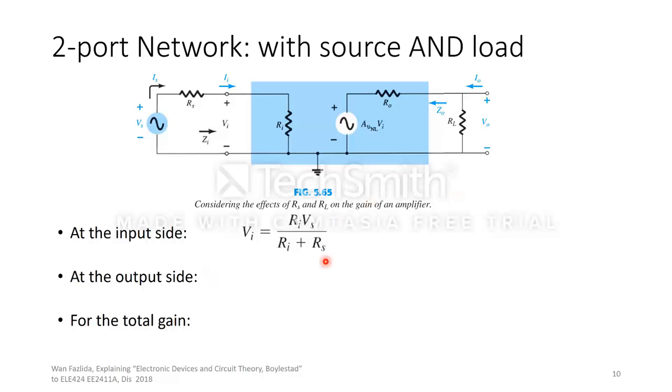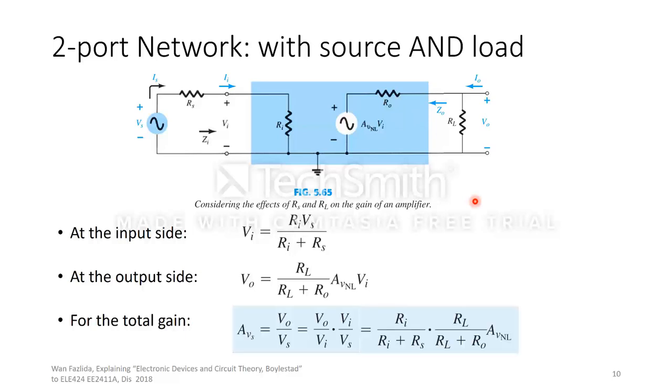At the input side, this is what you're going to have: the voltage divider linking Vin to Vs. At the output side, you will have another voltage divider linking Vout to AVNL Vin across Rout and RL. So the total gain, Vout over Vs, is actually Vout over Vin, which you get from the output side, times Vin over Vs, which you get from the input side. So AVS is a fraction of AVNL, determined by these two factors: Rin divided by Rin plus Rs, multiplied by RL divided by RL plus Rout.